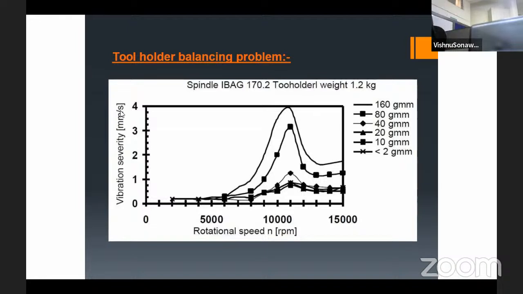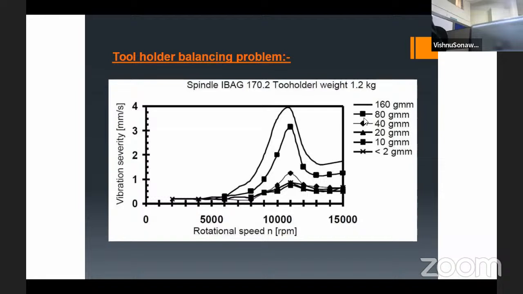Here, see, this is the tool holder balancing problem. This is the rotational cutting speed on the x-axis, in revolutions per minute, and vibration severity in millimeters per second. What will happen when the cutting speed increases up to 10,000 revolutions per minute? The vibration of the machine tool will increase. The vibration severity in millimeters per second will increase.